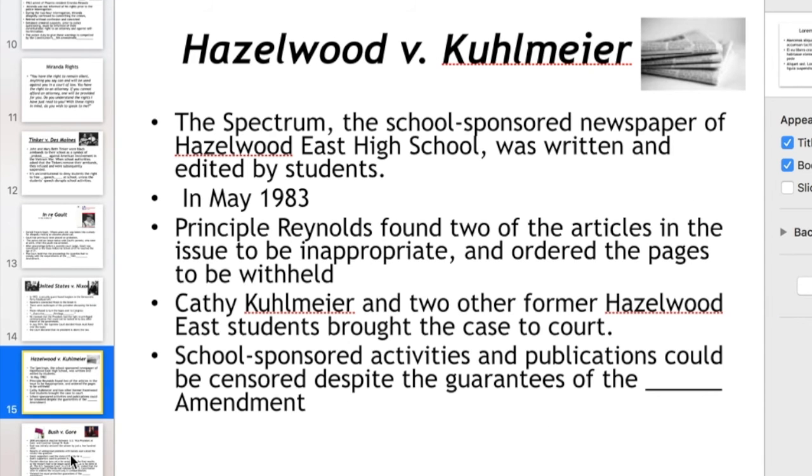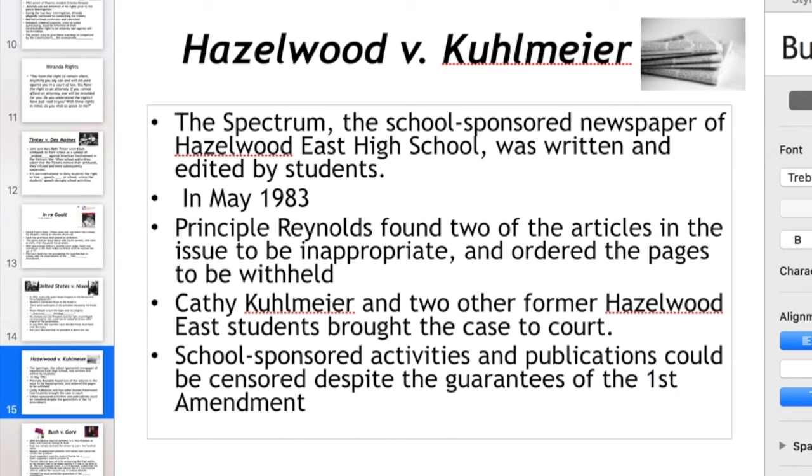Hazelwood versus Kuhlmeier. In this case, The Spectrum, the school-sponsored newspaper of Hazelwood East High School, was written and edited by students. This happened in May 1983. Principal Reynolds found 2 of the articles in the issue to be inappropriate and ordered the pages to be withheld. Kathy Kuhlmeier and 2 other former Hazelwood East students brought the case to court. They said that they had the right to publish this, but the court said school-sponsored activities and publications could be censored despite the guarantees of the First Amendment if the school deemed it to be inappropriate.